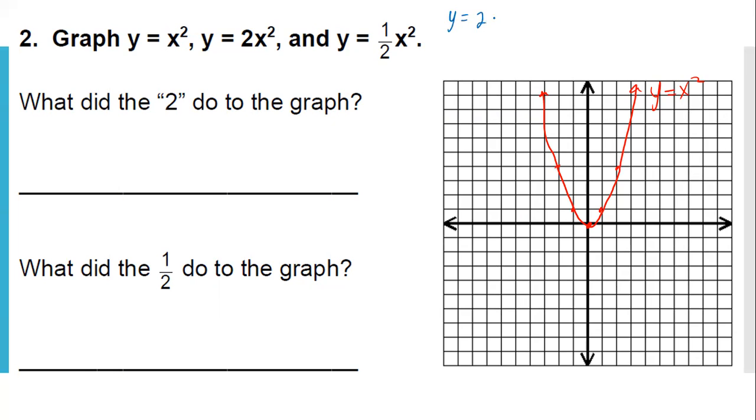So if I was to graph y equals 2x squared, that means I'm plugging in y equals 2 times 1 squared. Y equals 2 times 2 squared. Does that make sense? And this gives me 2, and this gives me 8. So now at 1, I'm going up to 2. And now at 2, I'm going up to 8. Reflect the point. And connect them.